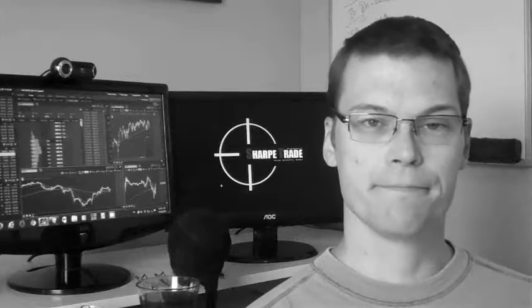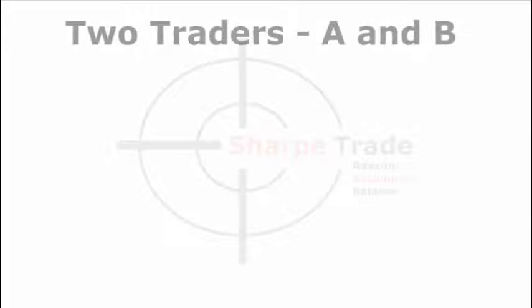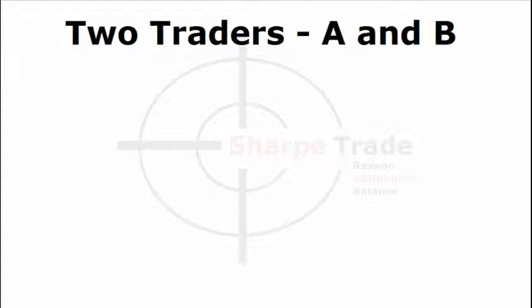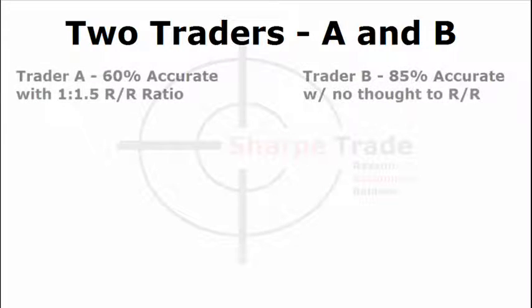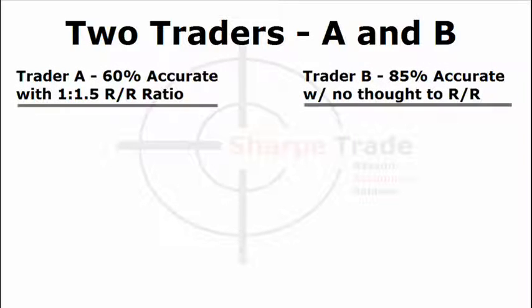Let's illustrate this. This is going to be a very quick, down and dirty illustration between two different traders, but remember, it's simply to illustrate a principle, the very beginning principles of money management over a series of trades. So we're going to look at two different traders, Trader A and Trader B. As we were saying earlier in this video, Trader A is 60% accurate. He has a 1 risk to 1.5 risk-reward ratio.